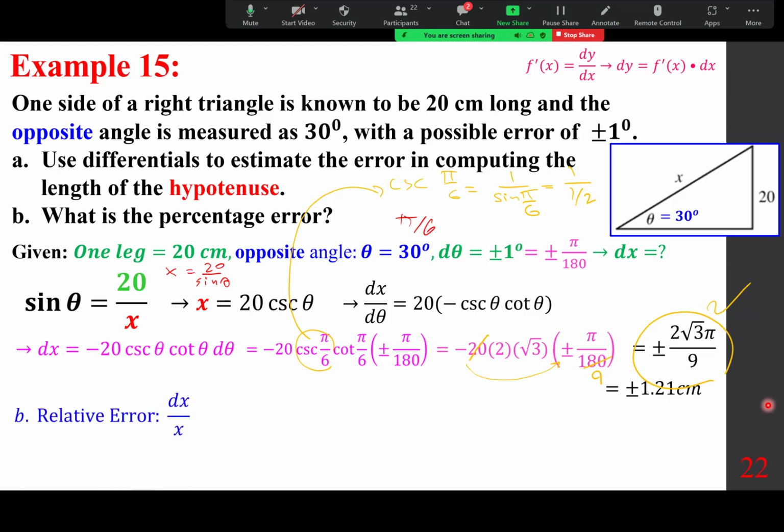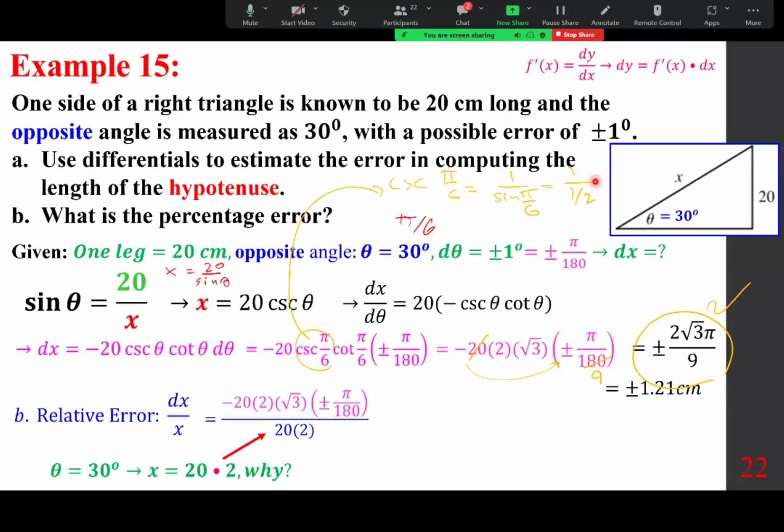What is a relative error? By definition it is dx over x. So that means the amount of error over the actual amount. So dx, you can write this or write this. Either way makes no difference. Write any of it. And what is x? X is 20 times 2. The question is why? Because x is 20 cosecant theta. And cosecant of 30 degrees or pi over 6, we showed that it's 2, right? We showed this is 1 over 1/2 or 2, right? So 20 times 2. That's how we get that x from here.